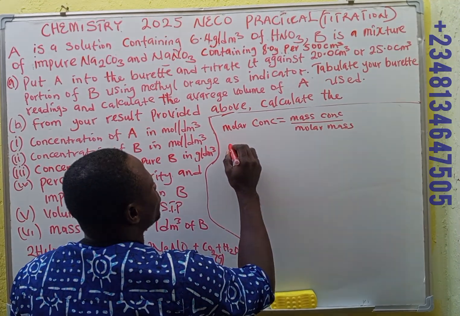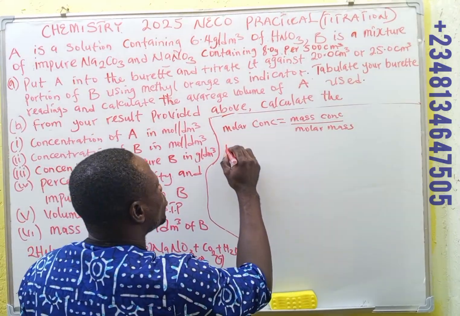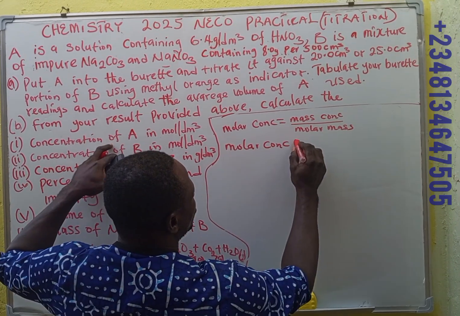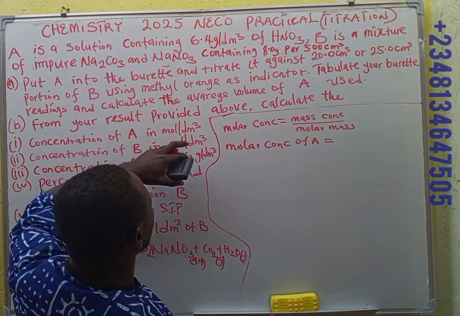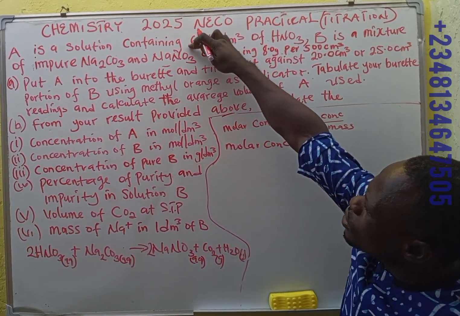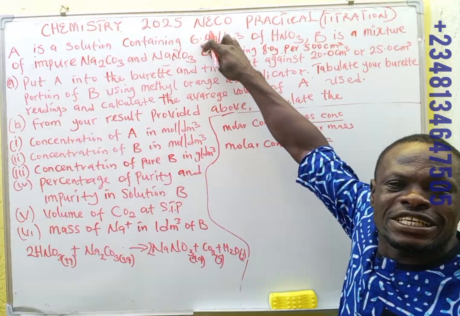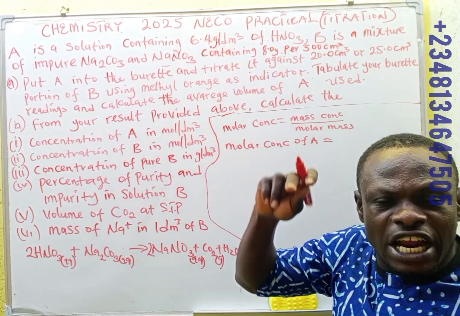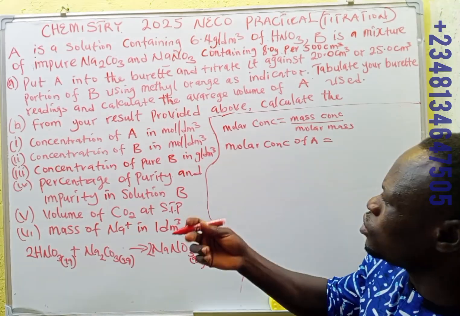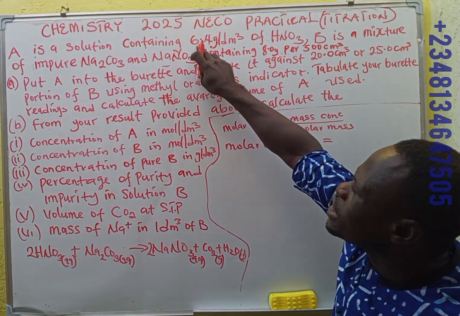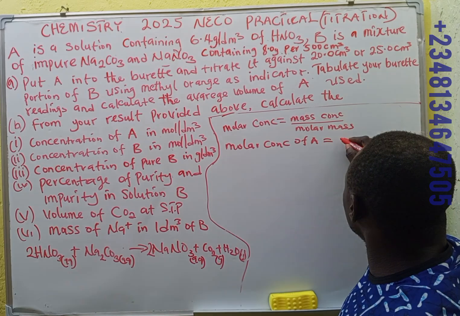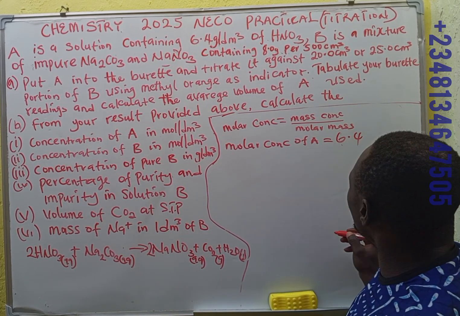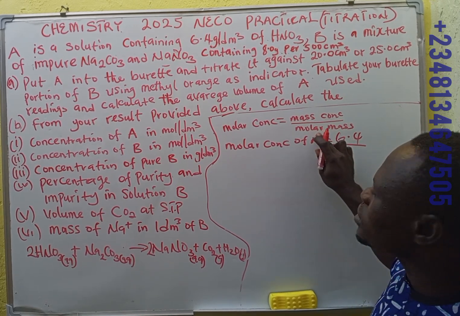So now, we say that molar concentration of A is equals to mass concentration. I told you that we are looking at A. So mass concentration is expressed in grams per dm cube, not in grams per cm cube. If you are given in grams per cm cube, you need to change it, which you are going to see what we are going to do. So this one has 6.4. Mass concentration is 6.4 over molar mass. What's your molar mass?